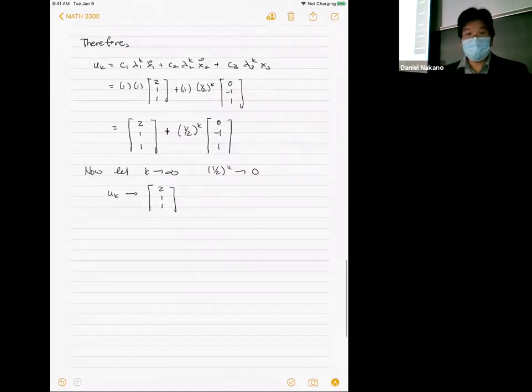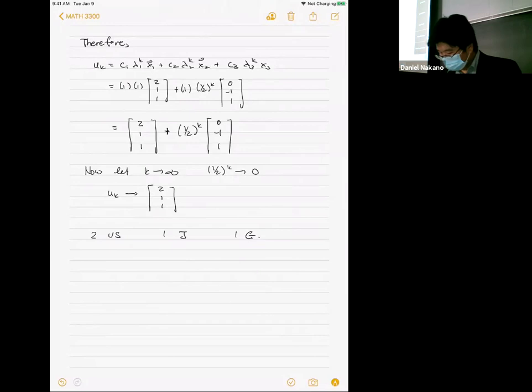All right? So eventually this difference equation system, which is sort of a dynamical system, is going to stabilize. So 2 trillion will be in the US, 1 trillion will be in Japan, and eventually 1 trillion will be in Germany. Okay. Any questions on this? All right.